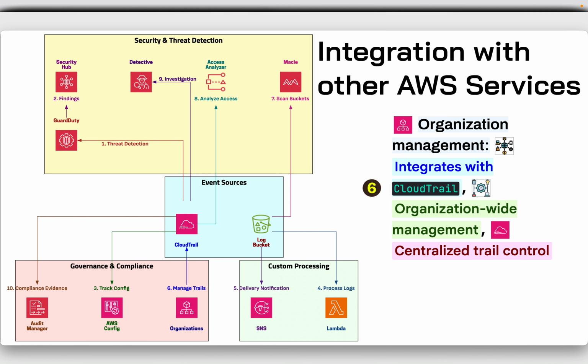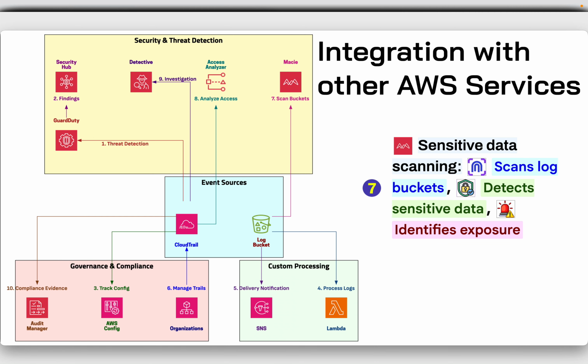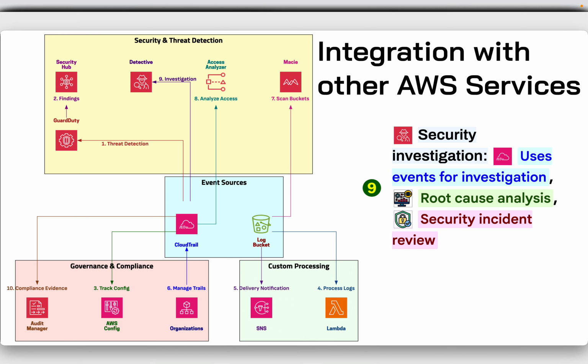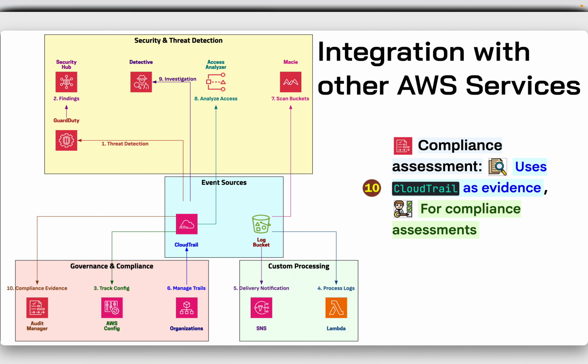AWS Organizations integrates with CloudTrail for organization-wide trail management. Amazon Macie can scan CloudTrail log buckets for sensitive data exposure. AWS IAM Access Analyzer uses CloudTrail data to generate least privileged IAM policies. Amazon Detective uses CloudTrail events for security investigation and root cause analysis. AWS Audit Manager can use CloudTrail as evidence for compliance assessments.